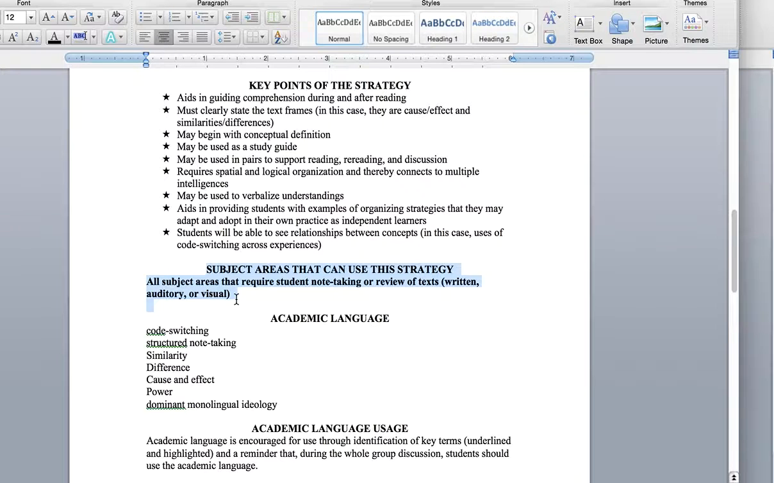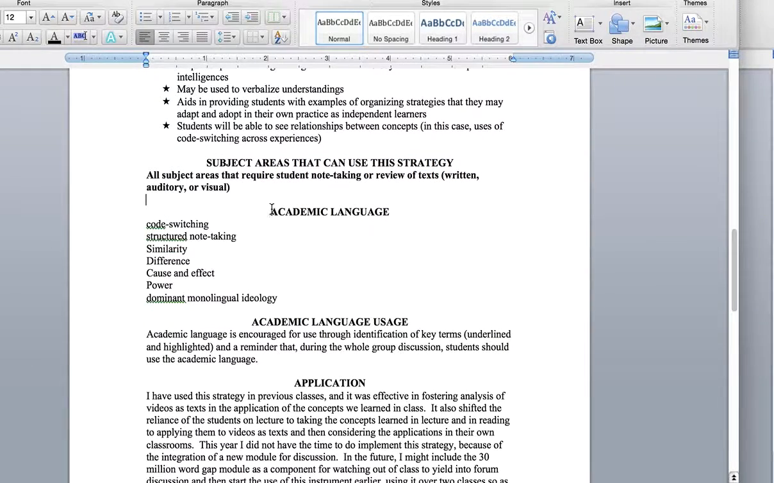Another part of the requirements of the task is that you identify the subject areas that can use this strategy. In this case, it's all subject areas that require student note-taking or review of text. So for a PE class that does not require note-taking, this would not be a good strategy. But even in a music class or an art class or a language class, if there's note-taking involved or a review of text, whether written, auditory, or visual, this could be a strategy that's adapted for a middle or high school classroom.